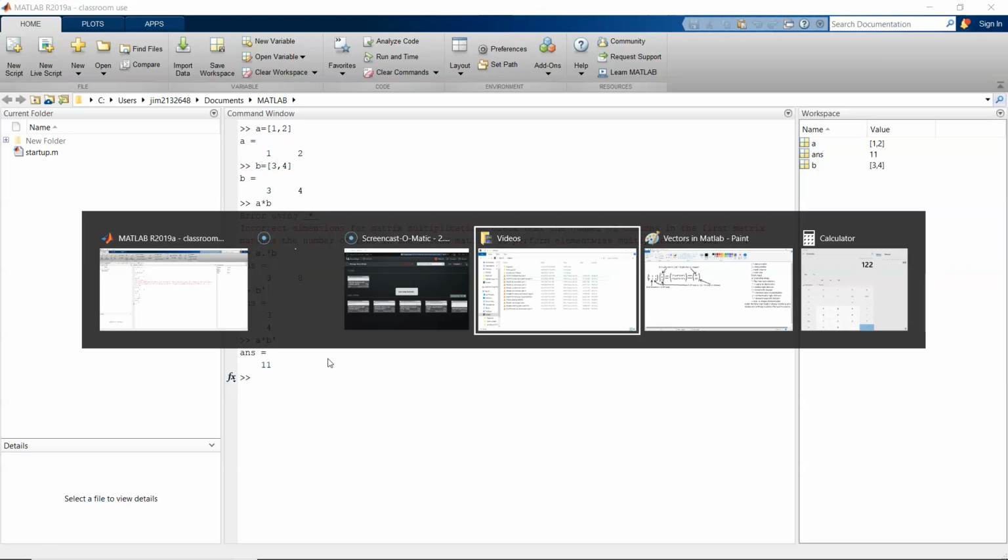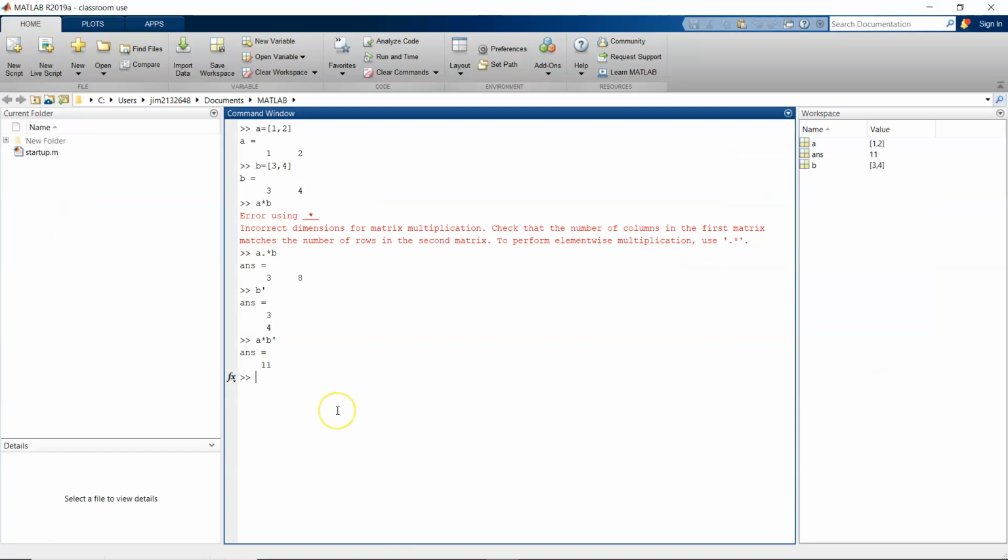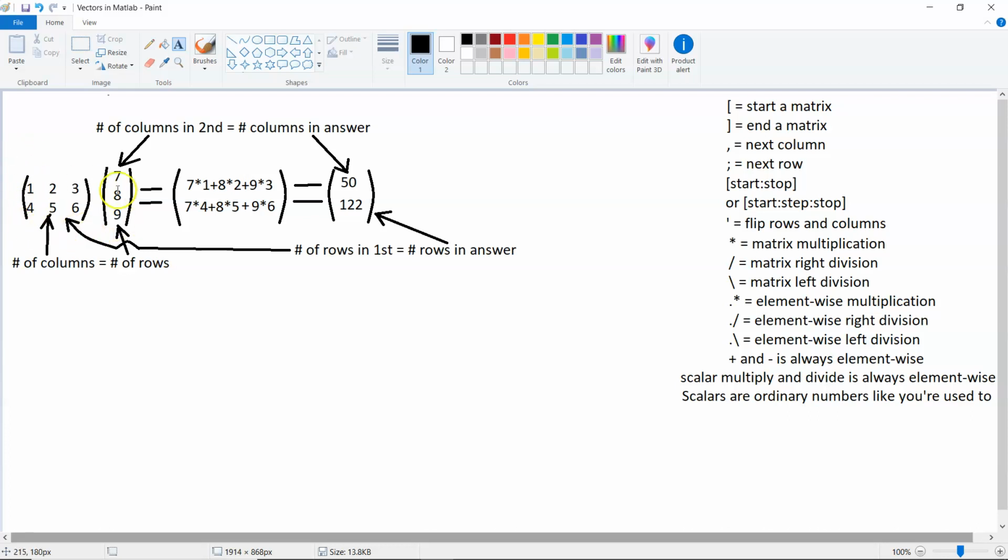Remember this over here? This one, 7 times 1 plus 8 times 2 plus 9 times 3 gives you 50. So this one here is a matrix times a column vector. Remember all the rules. Over here, by the way, FYI, I've put a lot of hints. The hints that we've gone through so far, everything we've talked about so far is over here.